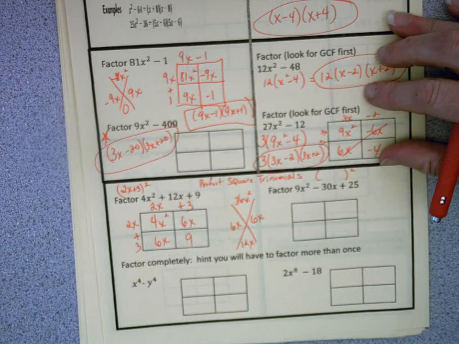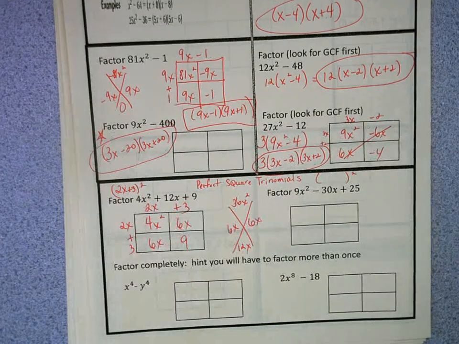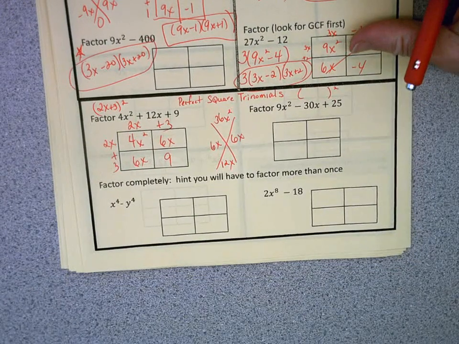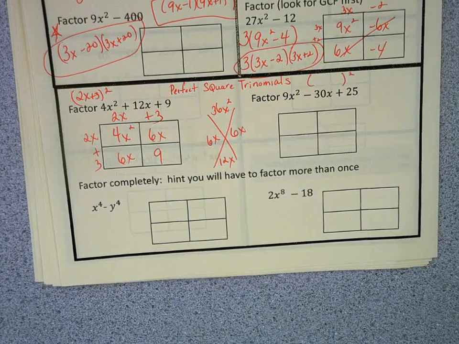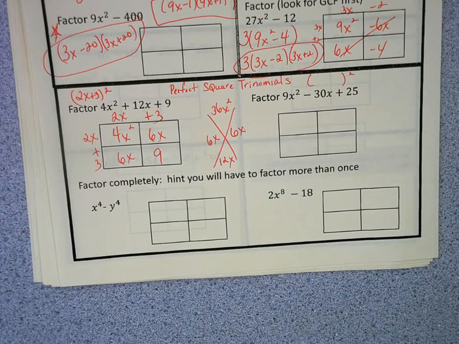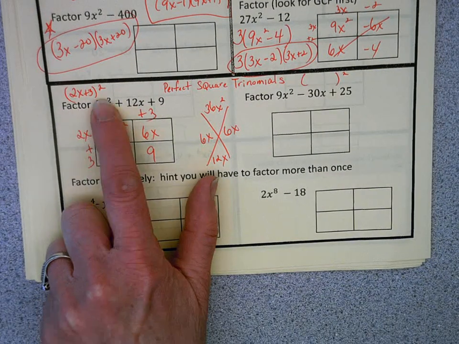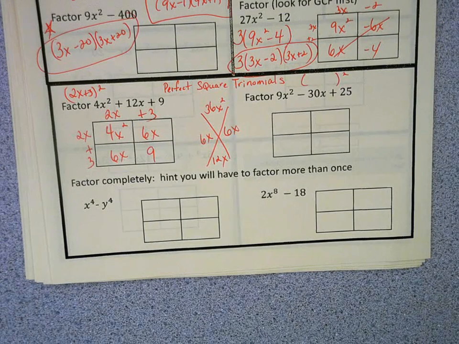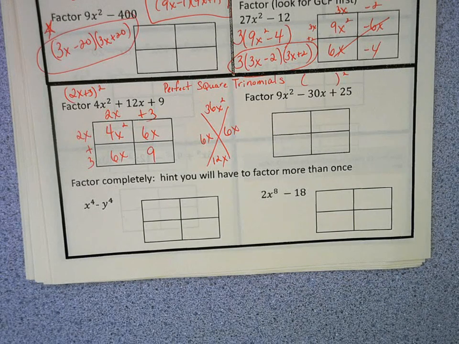Zoom in a little bit so you guys can see that a little better. Again, it's not wrong to write it as 2x plus 3 times 2x plus 3, but a little bit shorter, just write 2x plus 3 squared. Then you recognize it's a perfect square trinomial. Okay, so if I'm looking at the next one, 9 is a perfect square, 25 is a perfect square. Maybe it's a perfect square trinomial.